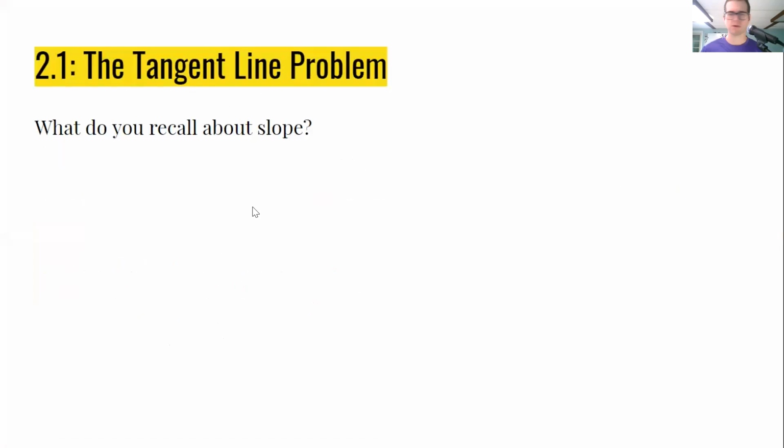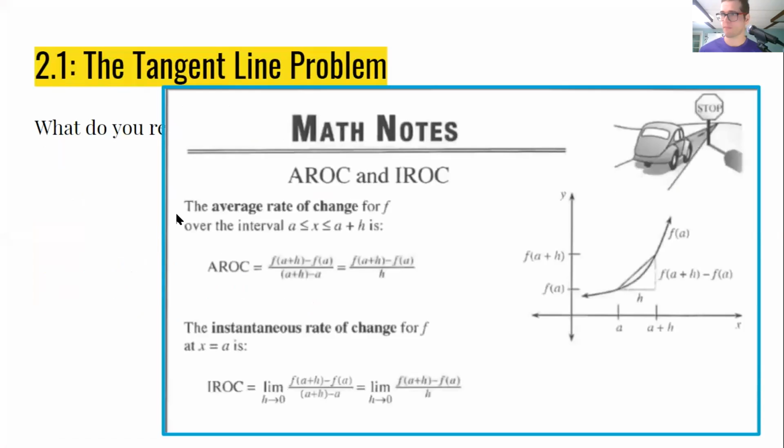You probably recall a bunch of different things about slope. But here are two things from pre-calc that we spent a bunch of time on: average rate of change and instantaneous rate of change. In this class, in calc, I don't want you using the acronyms. I want you to write out the whole thing.